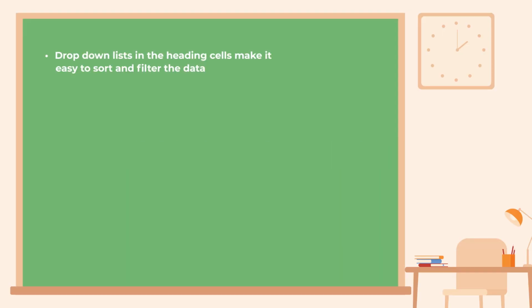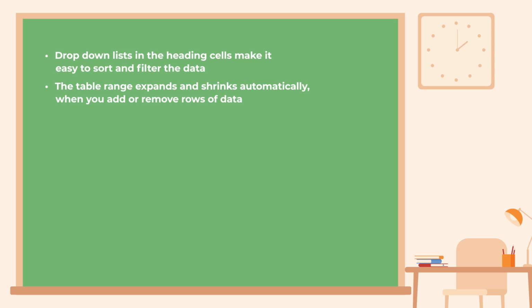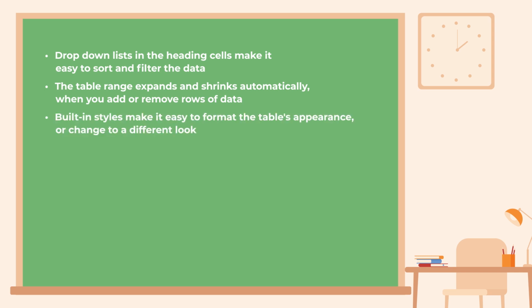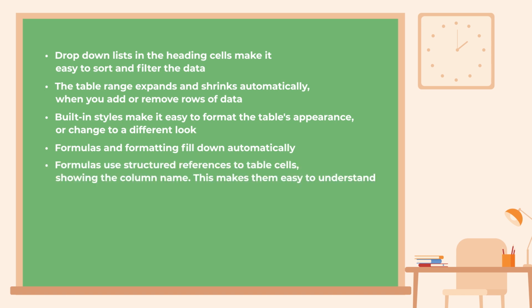Drop-down lists in the heading cells make it easy to sort and filter the data. The table range expands and shrinks automatically when you add or remove rows of data. Built-in styles make it easy to format the table's appearance or change to a different look. Formulas and formatting fill down automatically. Formulas use structured references to table cells, showing the column name. This makes them easy to understand.